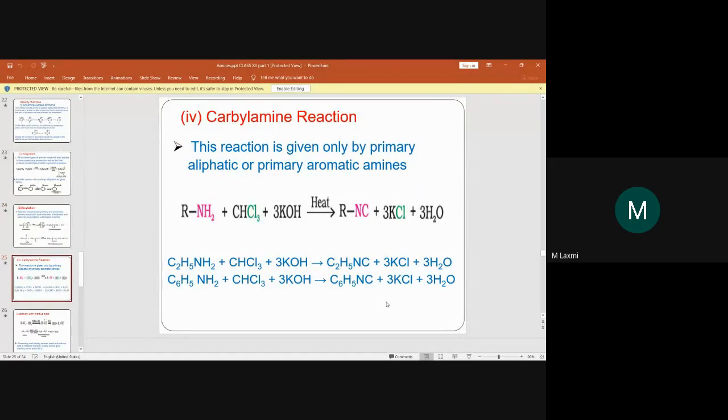Next, the carbylamine reaction is otherwise called the isocyanide reaction, where a primary amine will react with chloroform and alcoholic KOH to give you isocyanide. Both aliphatic and aromatic amines will react, but only primary amines. So here ethylamine reacts with chloroform as well as KOH to give ethyl isocyanide plus KCl plus water. The second example is aniline with chloroform and KOH giving phenyl isocyanide plus KCl plus water.